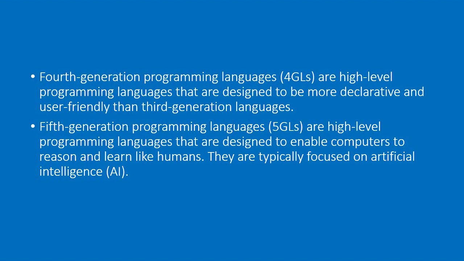Fourth generation programming languages are high-level programming languages designed to be more declarative and more user-friendly than the third generation languages. In this generation, they are often used for specific applications such as database management, report generation, and data analysis. This fourth generation focuses on what needs to be done rather than how it needs to be done, making them more user-friendly and easier to learn for non-programmers.